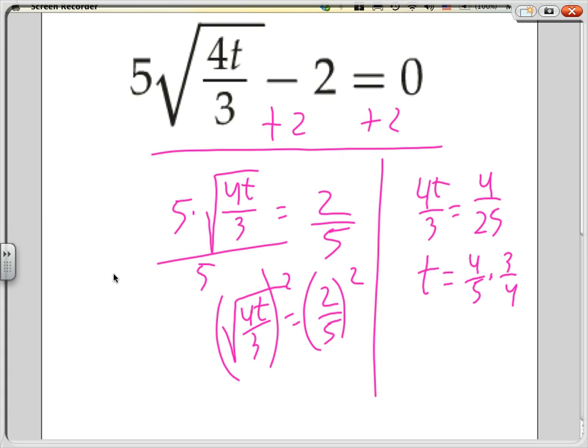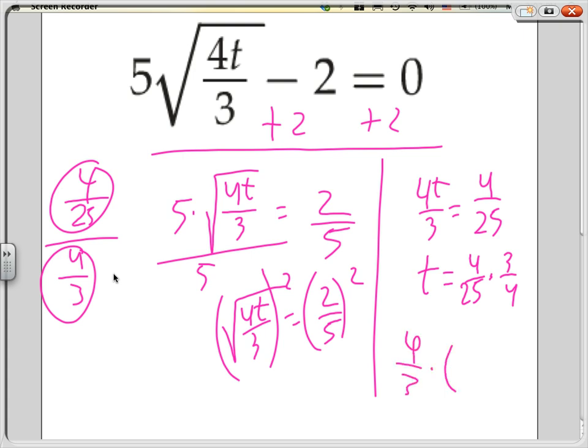And there it is. It's 4 over 25. My bad. When you take 4/25 divided by 4/3, a fraction divided by a fraction, what do you do? Multiply by the reciprocal. Why is there a t? Because I'm solving for t. This is 4/3 times t. If you want to get rid of 4/3, don't you have to divide?